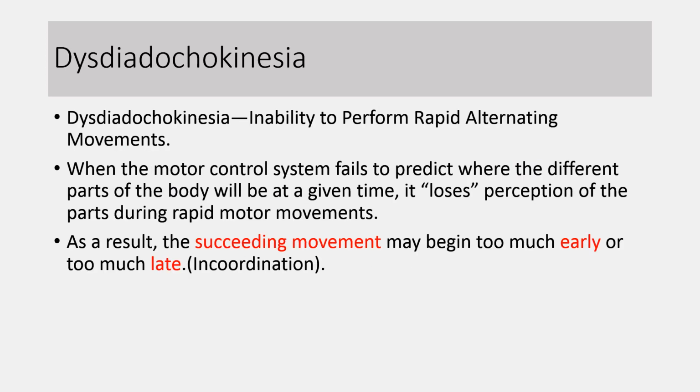Function of the cerebrocerebellum is planning, programming and the timing of the rapid sequential motor activities. So when the cerebellum is damaged, it produces inability to perform rapid alternating movements, that is known as dysdiadochokinesia. So when the cerebellum is damaged, the motor control system fails to predict where the different parts of the body will be at a given time, and it loses perception of the parts during the rapid motor movements. As a result, the succeeding movements may begin either too early or too late, which results in the incoordination of the movement, and this is known as dysdiadochokinesia.